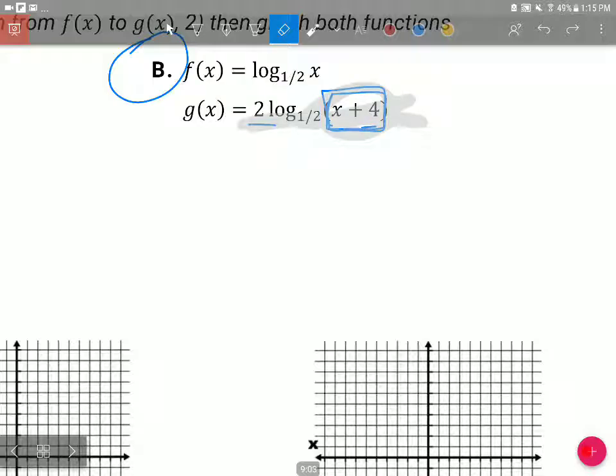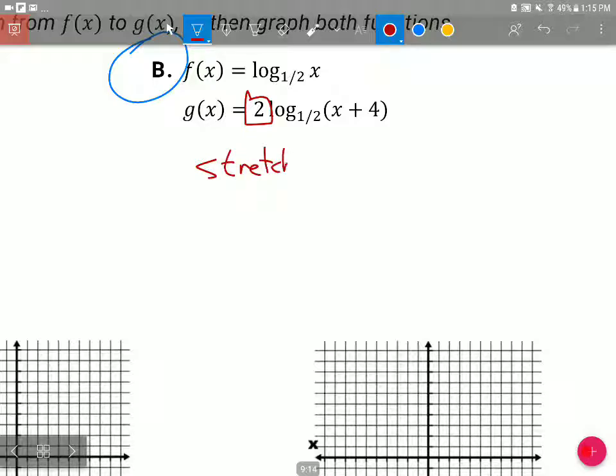Well, let me ask you this. Is it a stretch, a shrink, a shift, or a reflection, that 2 out front? It is a stretch, because it's multiplying. Which direction? Vertically or horizontally? Vertically, because it's outside. So it's outside, so it's vertical, and it does exactly what you think. It's a stretch by 2.